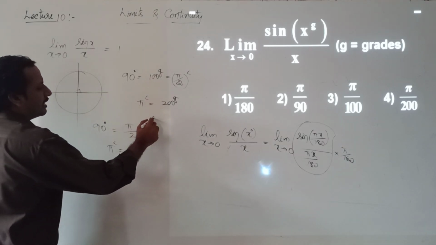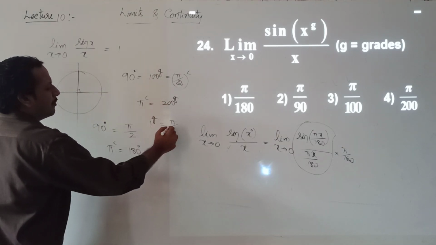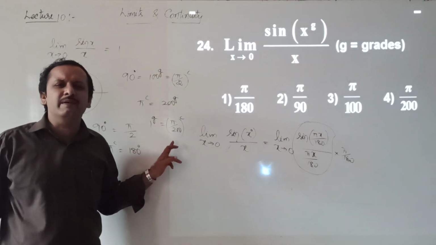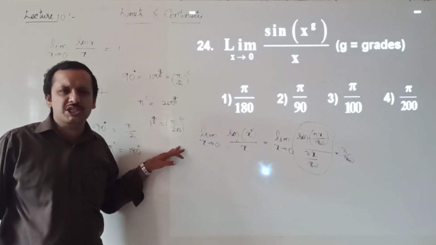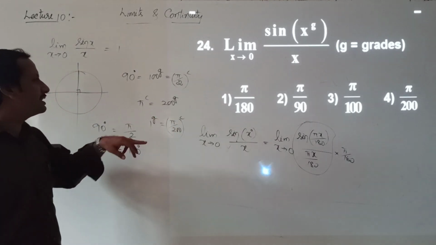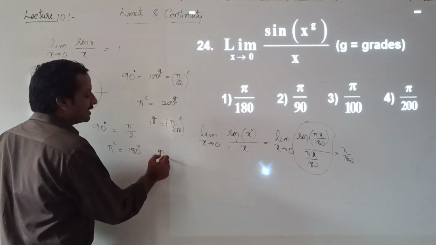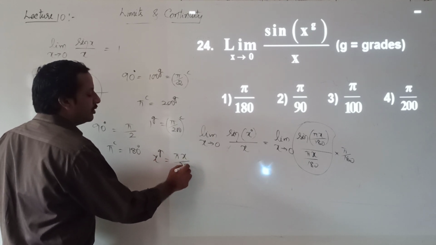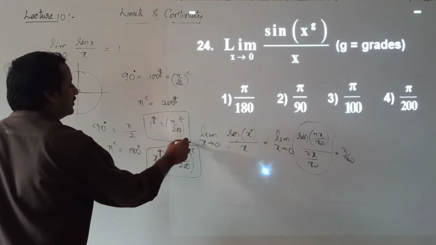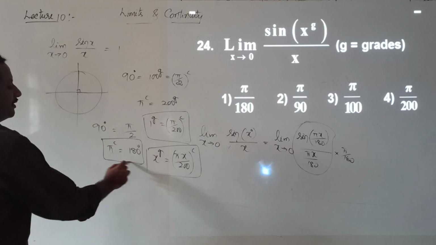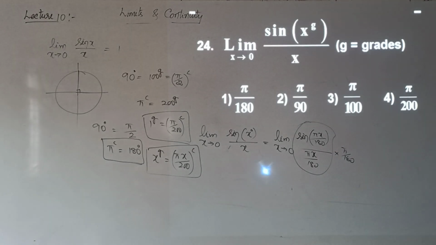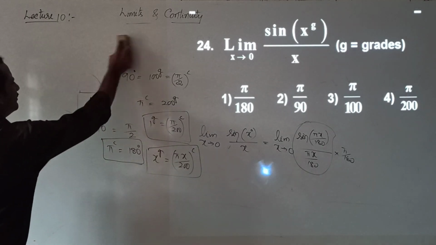Or 1 grade is equal to pi by 200 radian. Remember this conversion: 1 grade equal to pi by 200 radian. Therefore, x grade is equal to pi x by 200 radian. Remember this formula. Anyway, you are well versed with this. 1 grade equal to pi by 200 radians, that you should remember. Now coming to this problem.